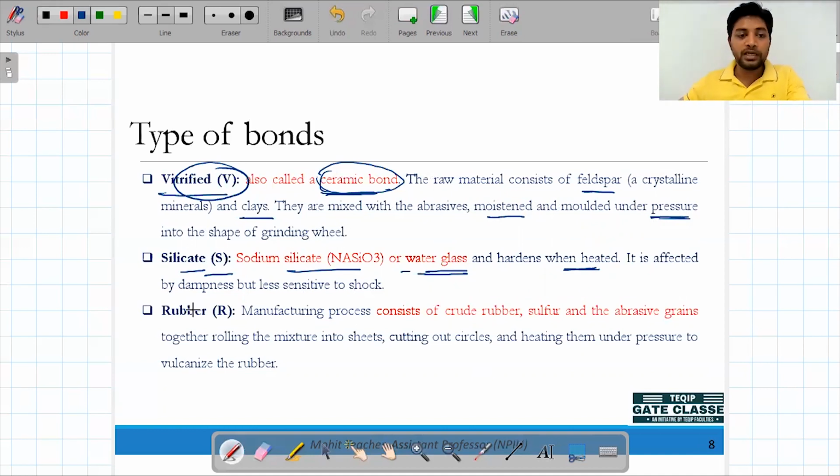In the case of rubber, the bond consists of crude rubber, sulfur and the abrasive grains, which are mixed together. Then we heat them under pressure, because whenever we heat the rubber, it will basically vaporize. So only under heating are we applying the pressure. Fine.